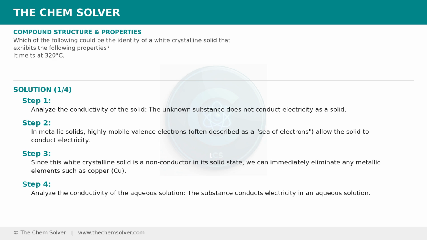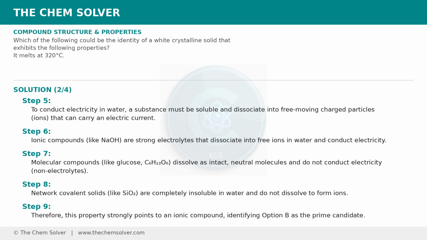as copper, Cu. Analyze the conductivity of the aqueous solution. The substance conducts electricity in an aqueous solution. To conduct electricity in water, a substance must be soluble and dissociate into free-moving charged particles, ions, that can carry an electric current. Ionic compounds, like NaOH, are strong electrolytes that dissociate into free ions in water and conduct electricity.